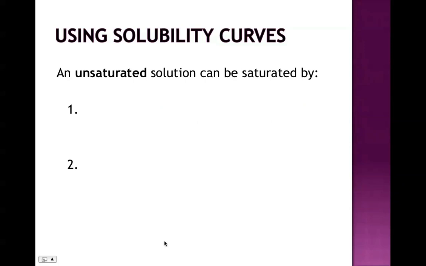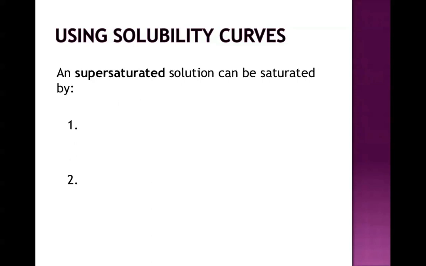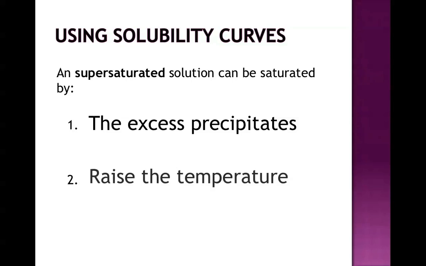One last little thing. What do we do when we have an unsaturated solution? How can we saturate it? We can either do this by simply adding more solute, or we could actually lower the temperature. That can also cause the solution to become saturated. A supersaturated solution can be saturated by 2 ways as well. We can cause the excess to precipitate, remember it's unstable, or we could raise the temperature and move our supersaturated solution to a saturated solution.